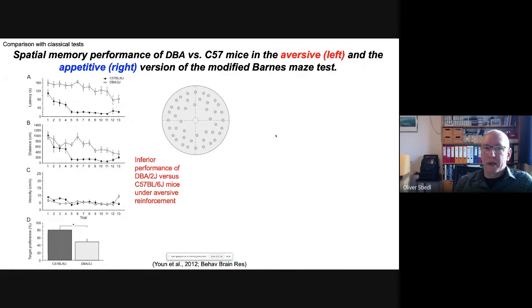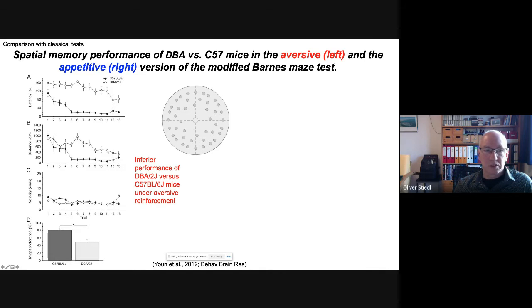Now back to the comparison between DBA and C57. Many people use the so-called water maze test in order to look at spatial orientation. We have developed a new assay almost 10 years ago, which is the modified Barnes maze. So we have a lot of holes, and we always select the target hole in the intermediate ring of the holes. If we use negative reinforcement, meaning wind and light only, you can see that the DBAs are much slower in finding the escape hole.